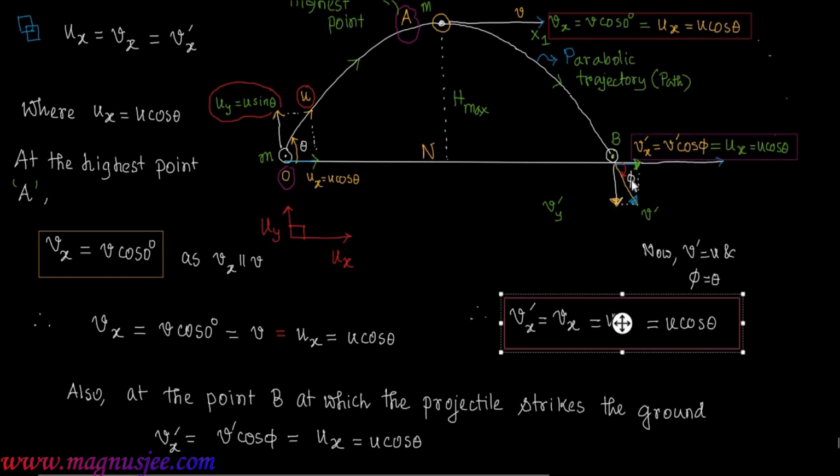That means the horizontal component of velocity will be constant for the two-dimensional motion of a projectile, which moves in air under the action of gravity without being propelled by any fuel.